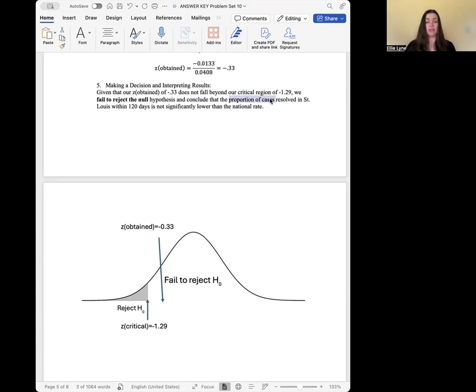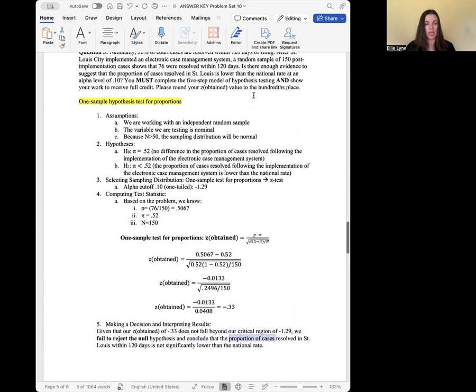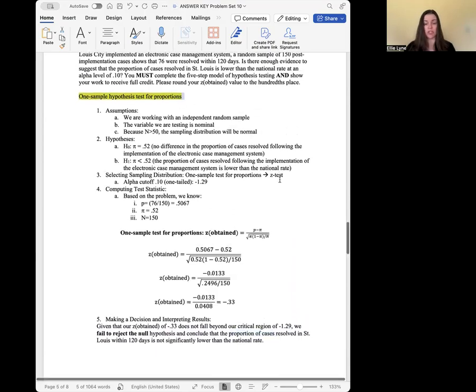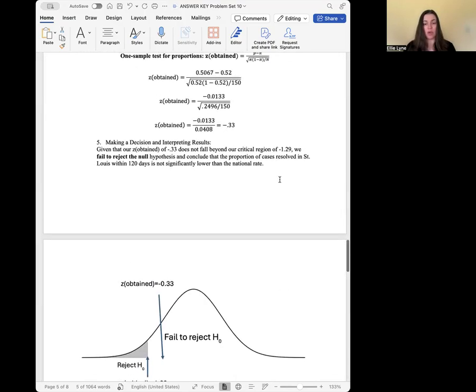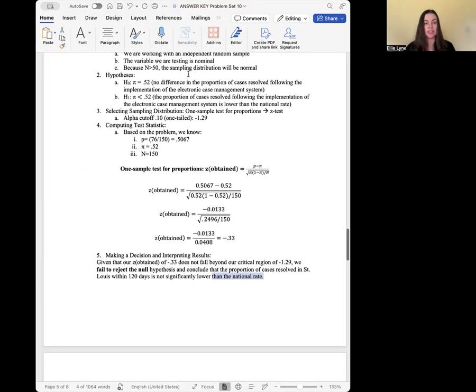Proportion of cases, right? This is a one sample hypothesis test for proportions rather. And so that's why we only have to acknowledge St. Louis. Our secondary thing we're testing against is the national rate. And lastly, we want to ensure that we are acknowledging what we tested against. In this case, was our research hypothesis lower or not than the national rate? Because we failed to reject the null hypothesis, we concluded that it is not significantly lower than the national rate.